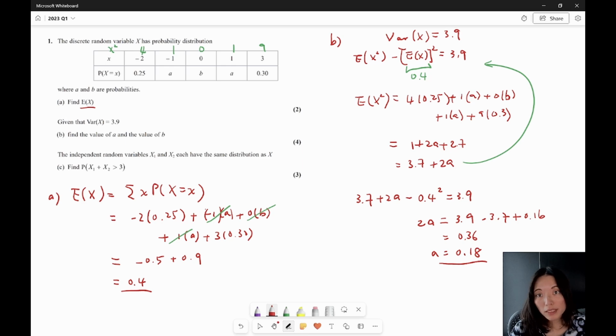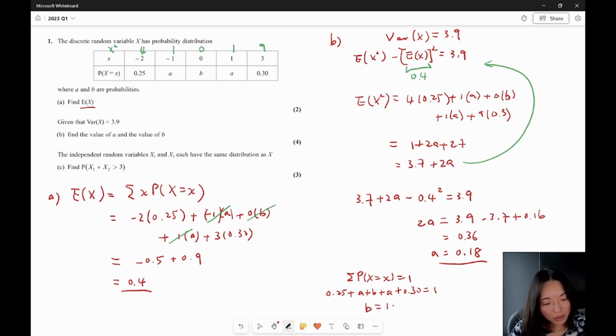So how do we get the value of b? We know that all the probabilities need to sum up to 1. Therefore, we know that 0.25 plus a plus b plus a plus 0.30 equals 1. And we know that a equals 0.18, which means b equals 1 minus 0.25 minus 2 lots of 0.18 minus 0.3. So b equals 0.09. That's our answer for B.